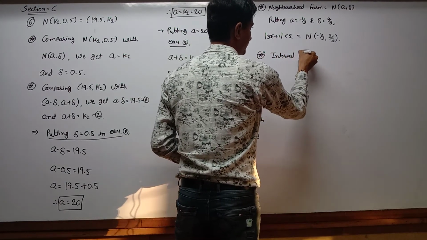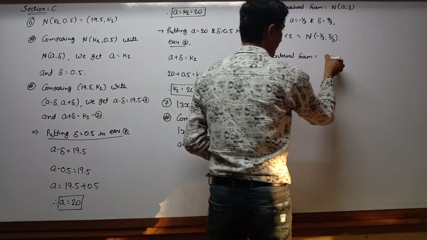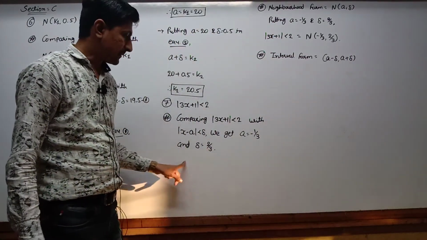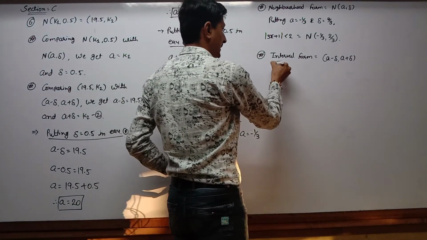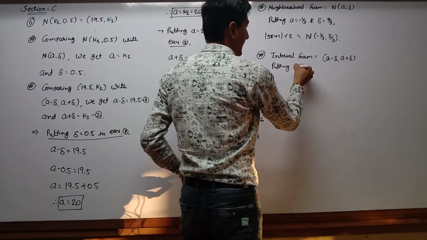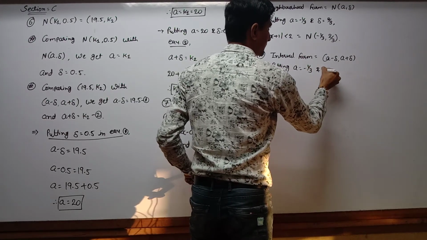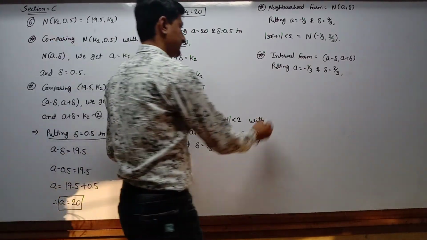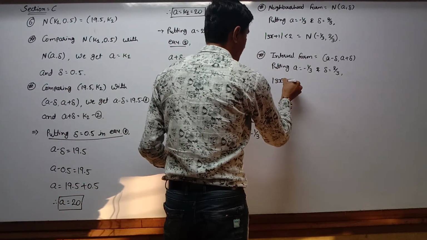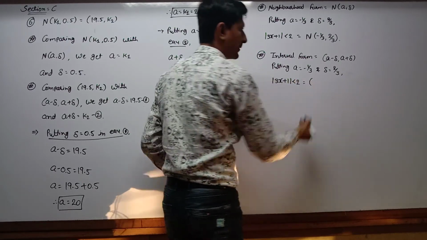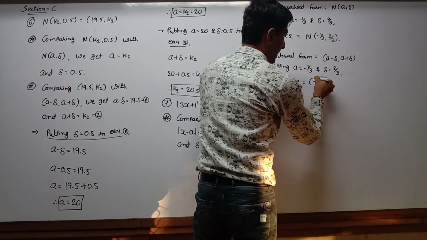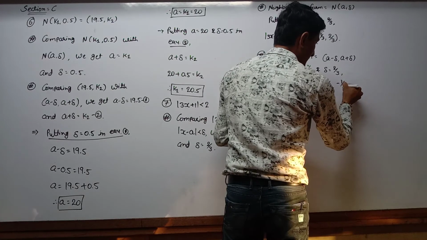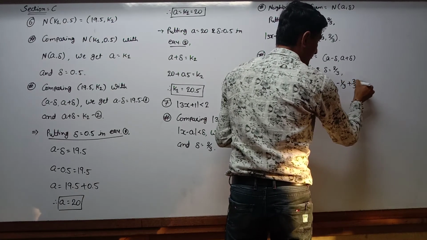So interval form is equal to a minus delta comma a plus delta. Same to same, both values right. Now next new tab, putting a is equal to minus 1 by 3 and delta is equal to 2 by 3. Next, in modulus 3x plus 1 less than 2 is equal to, in bracket, value of a minus 1 by 3 minus 2 by 3 comma value of a minus 1 by 3 plus value of delta 2 by 3.